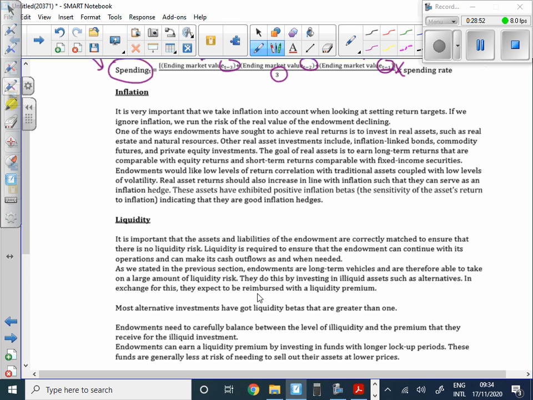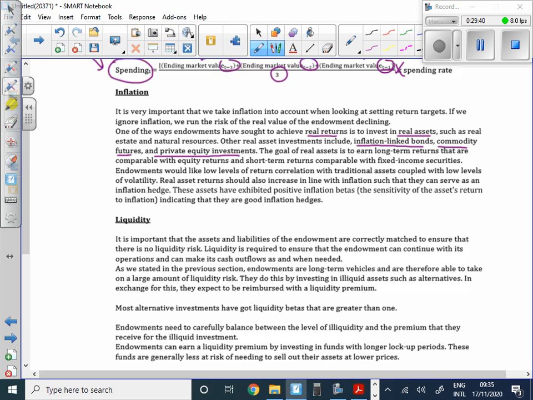Let's have a quick look at inflation. Remember, when I set my return targets, I do need to take inflation into account, because when I'm spending, I need to spend a certain amount. There is going to be inflation there, and based on that, I've got to earn a return that's well in excess of those spending plus inflationary amounts. One of the ways for endowments to get real returns is to invest in real assets like real estate and natural resources. Remember from CAIA level 1, those are generally good inflationary hedges. Other good investments are inflation-linked bonds, of course, because they take inflation into account, commodities, and private equity investments.